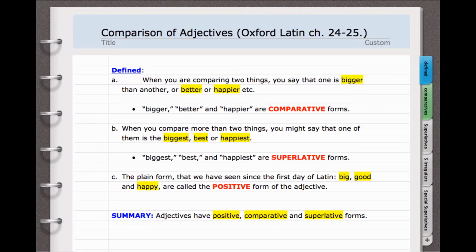Hi, in this video I'll be talking about the comparison of adjectives, that is comparative and superlative adjectives. It corresponds to Oxford Latin Text chapters 24 and 25. You see that over here there are 5 little topics that we'll be talking about.